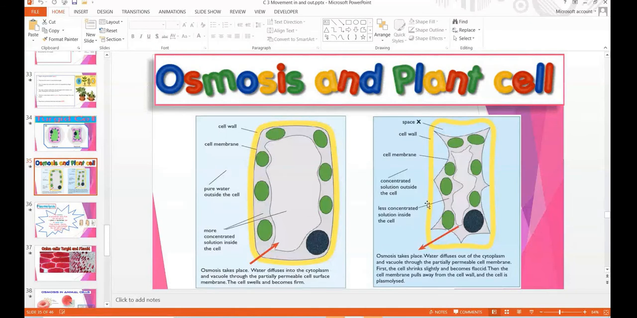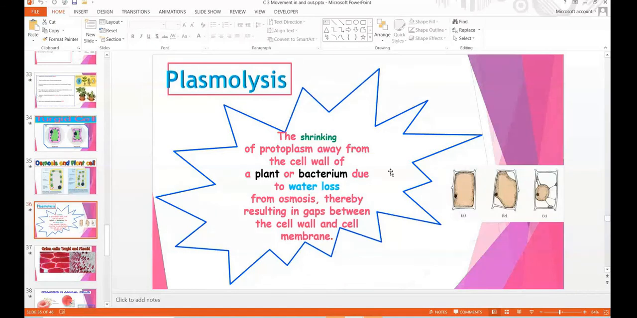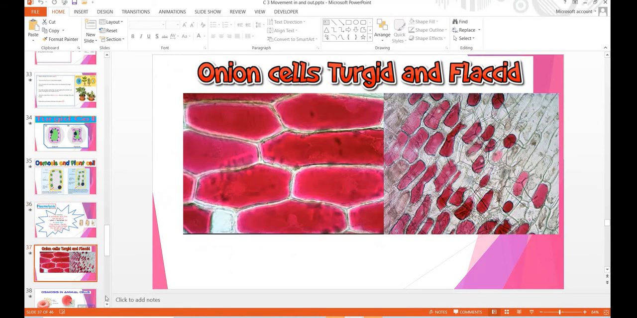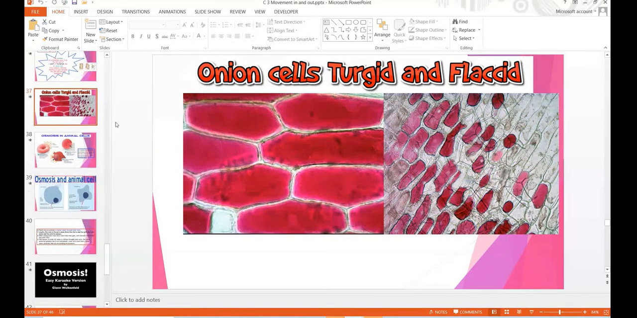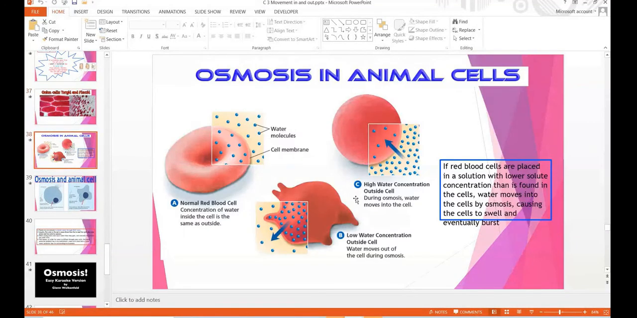So what is plasmolysis? Girls, how can you explain it? The shrinking of the cytoplasm away from the cell wall of the plant, or the protoplasm in the bacteria, due to the water loss. This is how it takes place from osmosis, thereby resulting in gaps between the cell wall and the cell membrane, which is known as plasmolysis, as you can see in this picture. Is the concept clear? You need to tell me yes or no, girls. Yes. Is it clear about the turgid and flaccid cells in the plant cells?